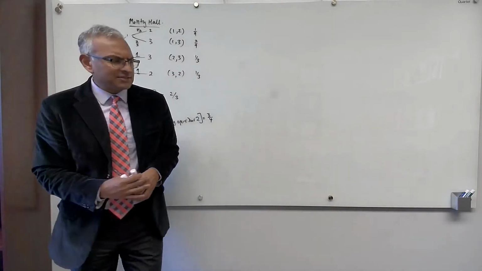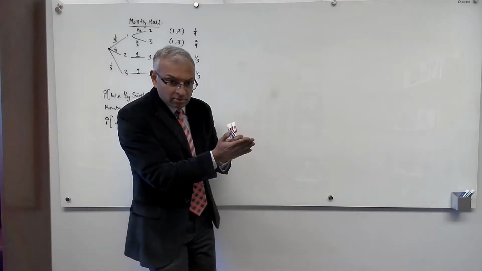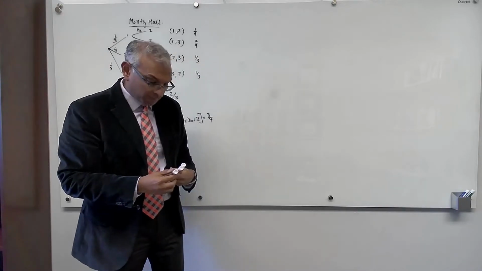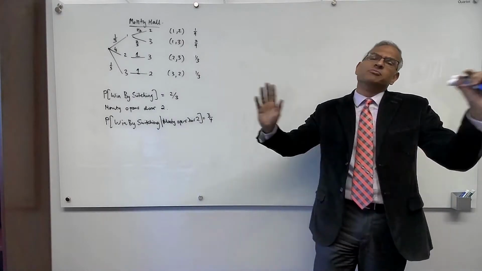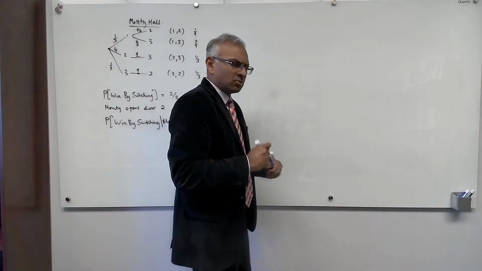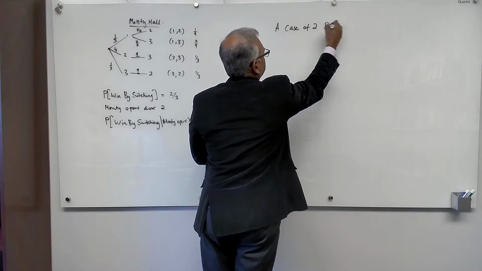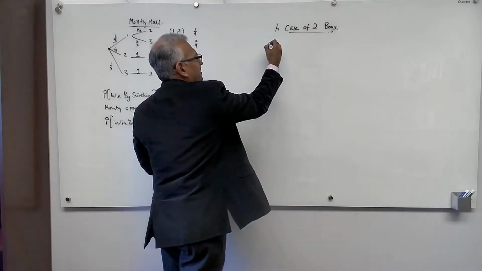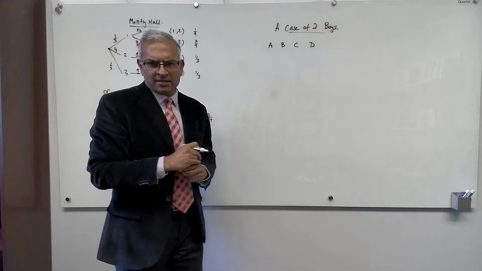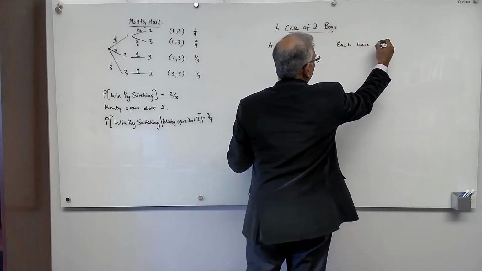Here's another, and this is a more subtle example. I'm going to show it to you, and then I'm going to ask you to read the text, which analyzes this example very carefully. If you can analyze this example on your own, then you basically understood probabilities and how to update probabilities when new information comes. Let me call it the case of 2 boys. You have 4 friends, A, B, C, and D, and here's what you know about them. They each have 2 children.